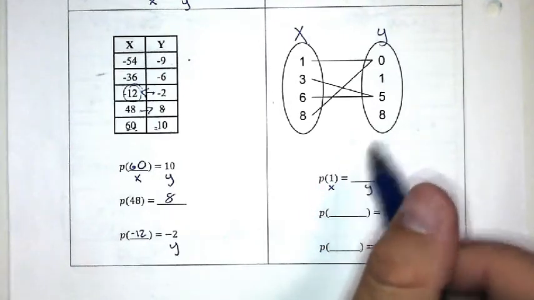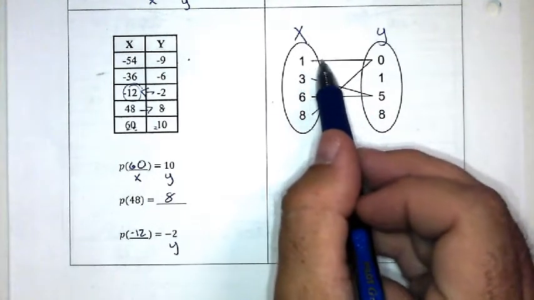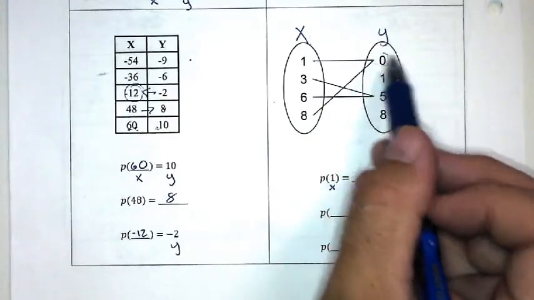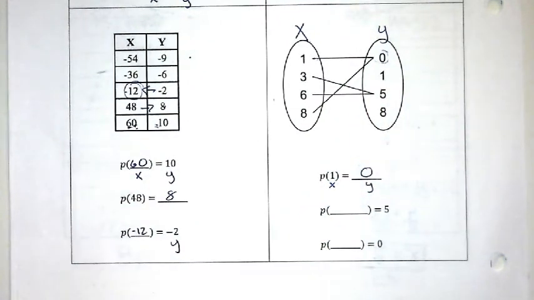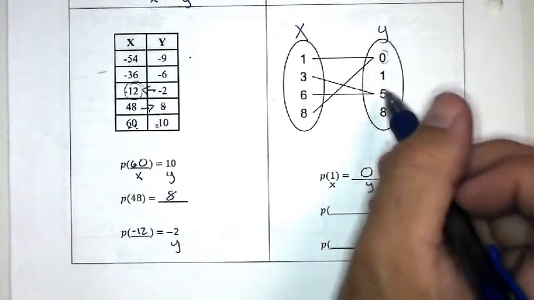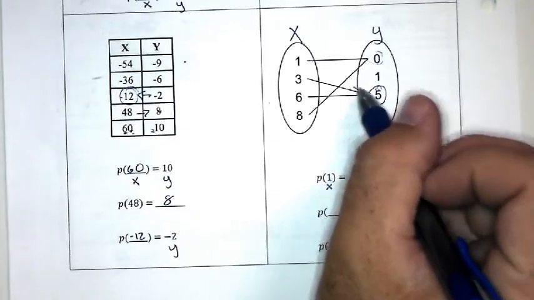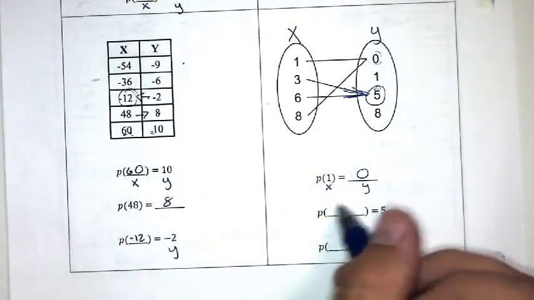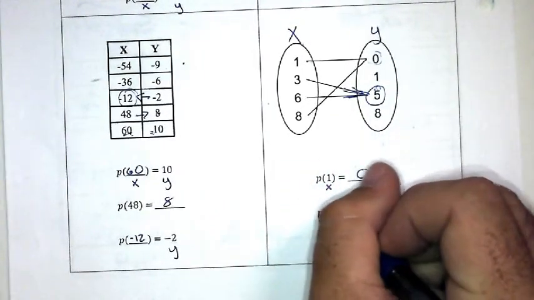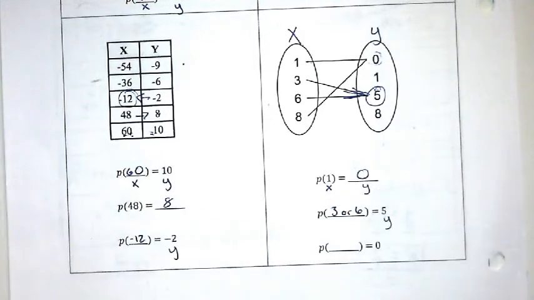Y equals 5. Here's y at 5. How many lines does it have coming out? 2. So how many values am I going to have in this parentheses? 2, 3, or 6. They both work. Yes, on a test, you will have to show both if there are both. If there are more than one, write down all of them that apply.